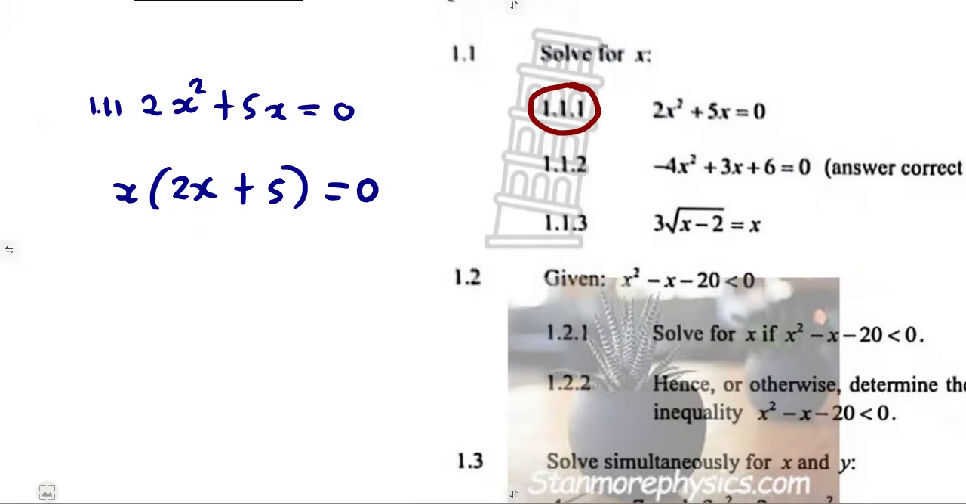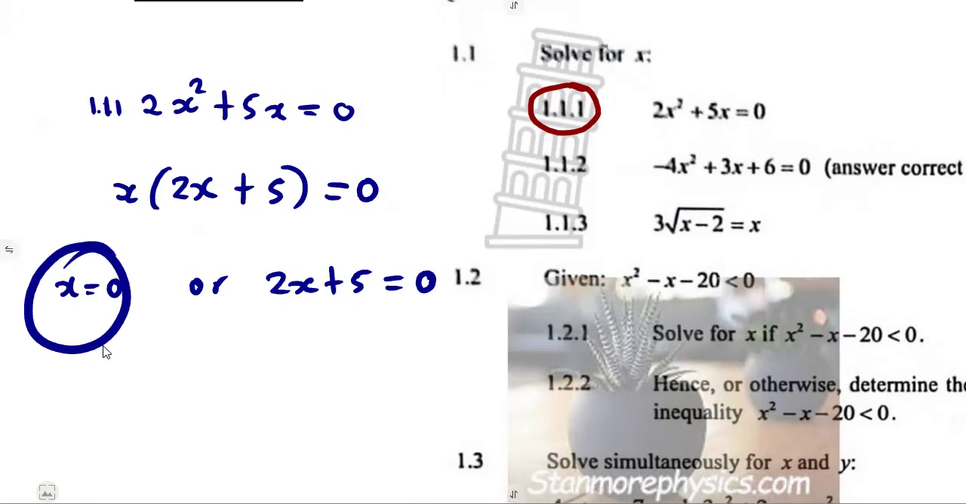From the zero concept, we do understand that the product of these two terms, for it to be equal to 0, one of these terms must be equal to 0. Meaning to say, it is either this x that is equal to 0, or this bracket, 2x plus 5, which is also supposed to be equal to 0. From the first one, already we have the solution there. X is equal to 0. What about the second one? We have to solve for x.